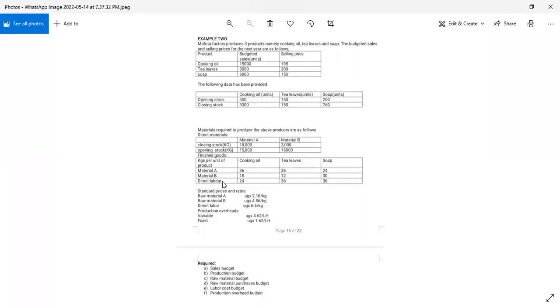If you check this information, they say that direct labor here you use 24 hours. Here I think they forgot to put hours, because this information reflects material and labor. They should have said maybe kg or hours per unit. Otherwise, this is direct labor hours 24 to make a single unit of cooking oil, 36 for a single unit of tea leaves, 36 again for a single unit of soap. So let's see how we can reflect that in our budget.